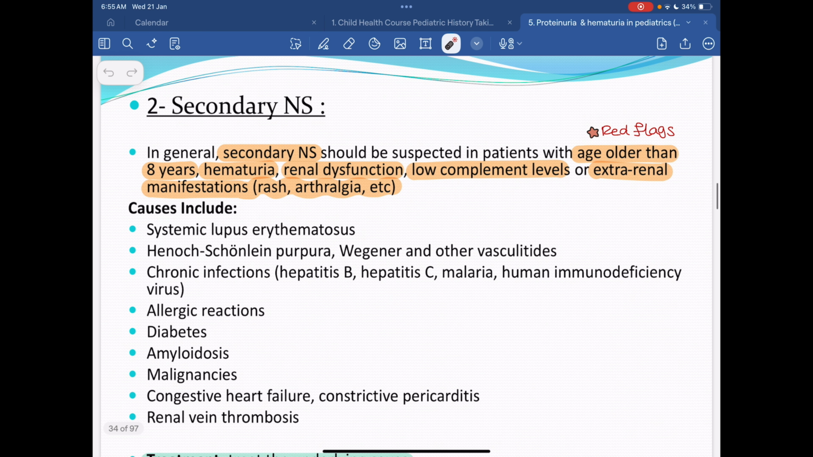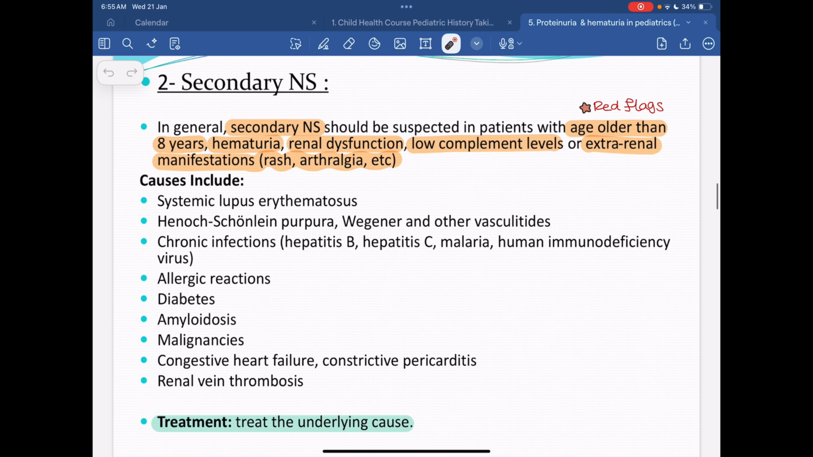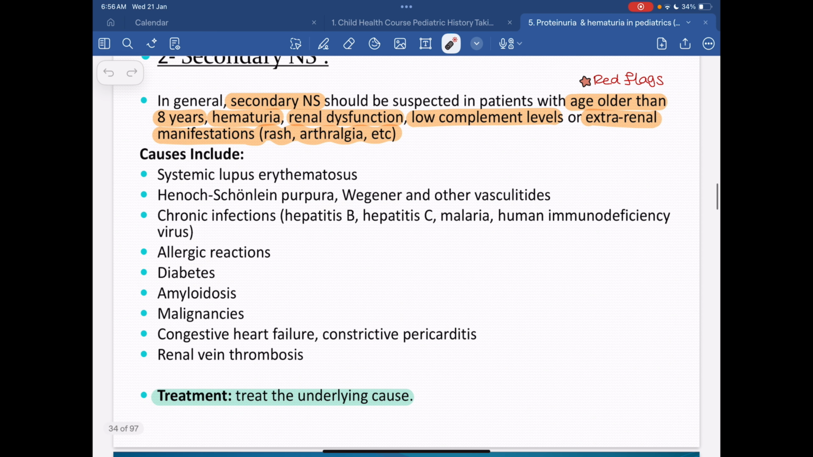زي مثلا في الفاسكولايتس في الSLE. So عندنا rash, arthralgia. What are the potential causes؟ فكروا بأي مرض autoimmune وسيستميك عرفنا عنه قبل. So SLE, vasculitis, Henoch-Schönlein purpura, Wegener, anything. Chronic infections such as hepatitis B, hepatitis C, malaria, HIV, any allergic reactions, diabetes, amyloidosis.